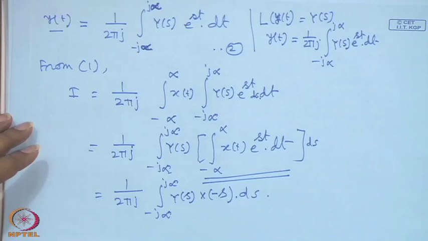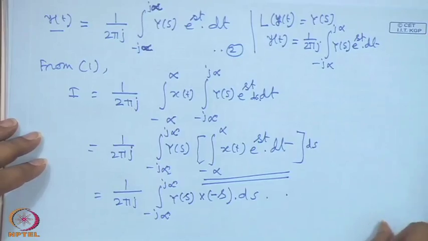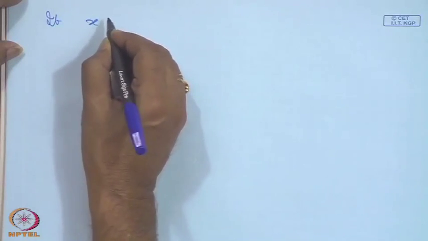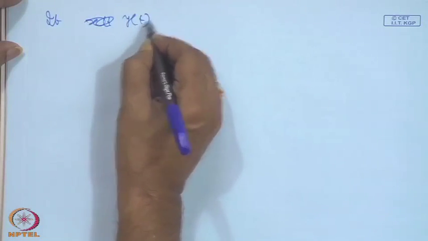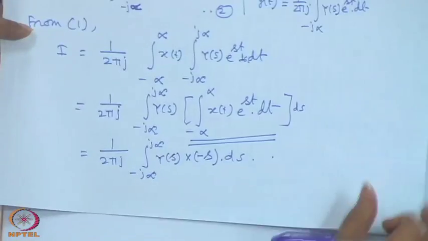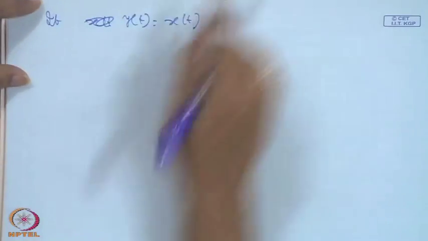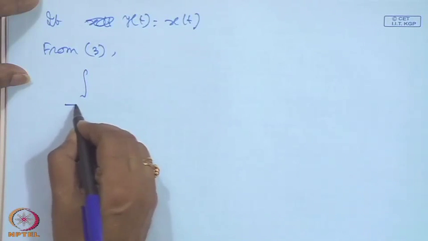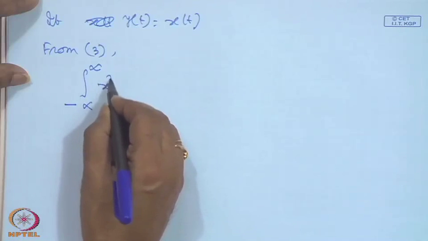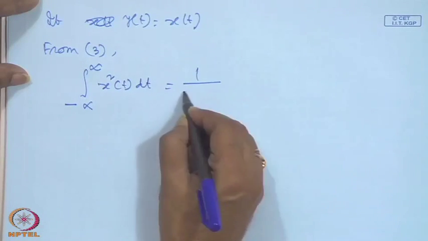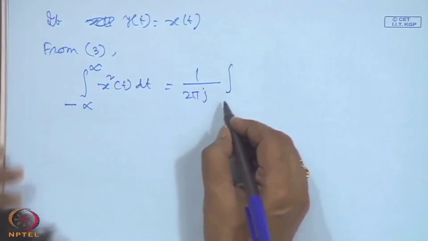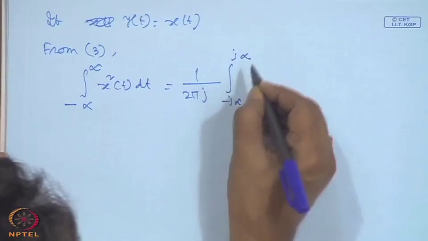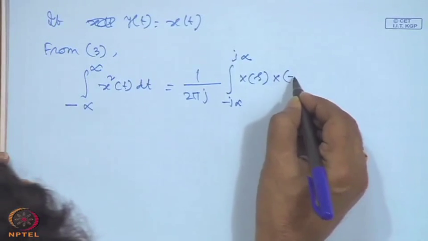If x and y are the same signal, that means y of t is replaced by x of t, then from equation 3, we can write that the integral from minus infinity to plus infinity of x square of t dt is equal to 1 by 2 pi j times the integral from minus j infinity to plus j infinity of x of s into x of minus s ds.